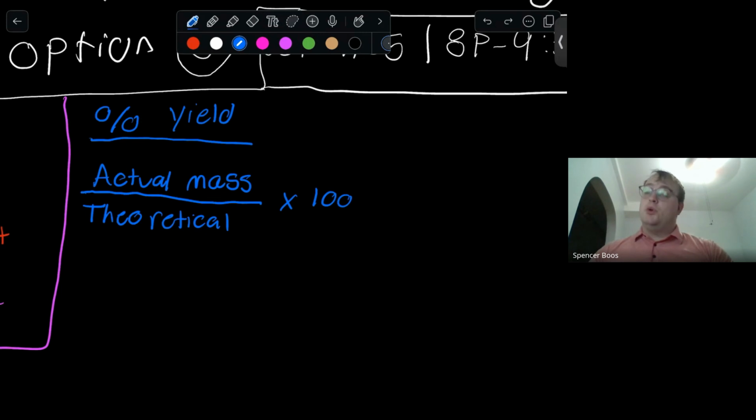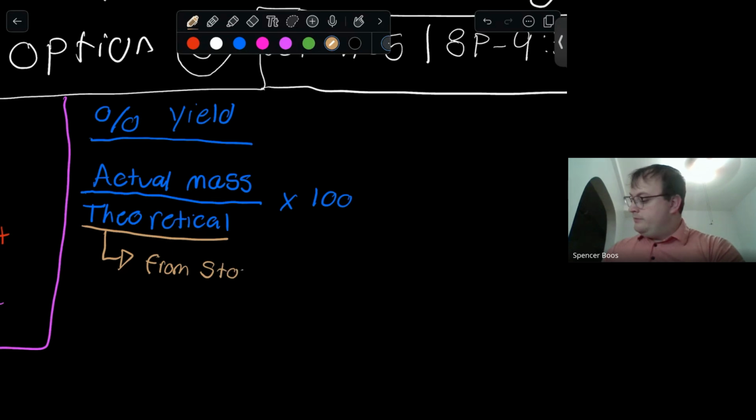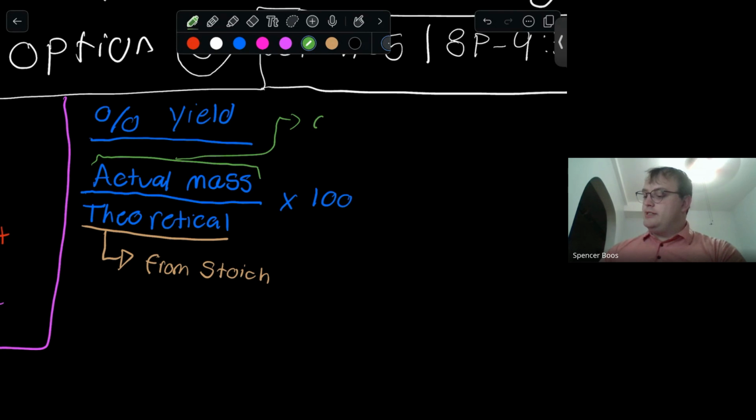Now, the important thing to remember here, and especially with it being on the exam, the one that you get from stoich is the theoretical. So whatever you get from stoich is the theoretical. The one that is usually given on exams is the actual mass.